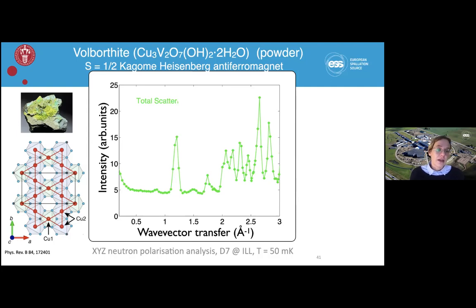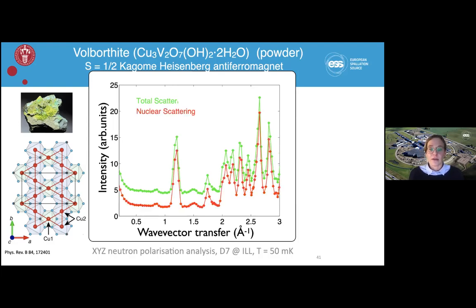It has a triangular pattern, a Kagome lattice. It doesn't order down to very low temperatures. It has a copper spin, which is required to achieve the quantum state. And so we looked at this material on D7, and what you see as the total scattering profile is what I show you here in green. You have a very large background, you have Bragg peaks, etc.